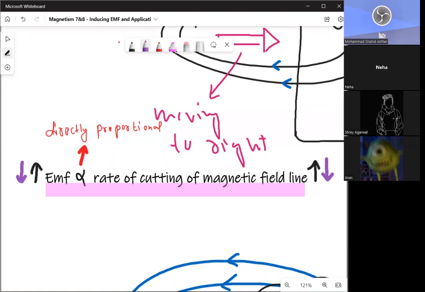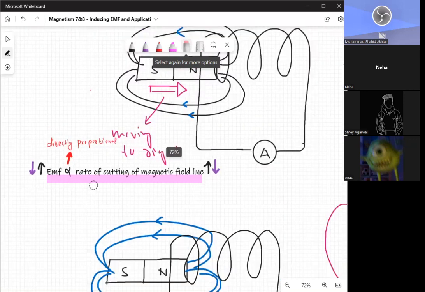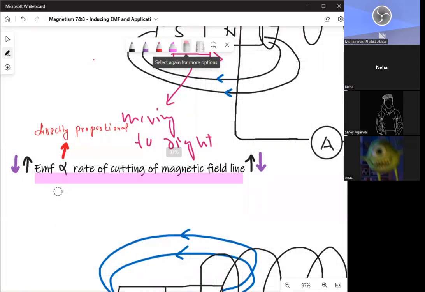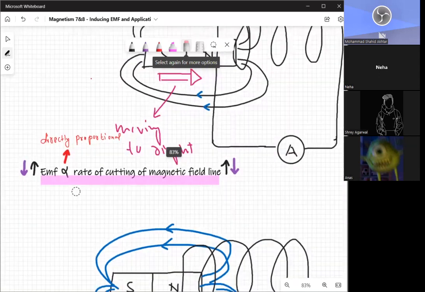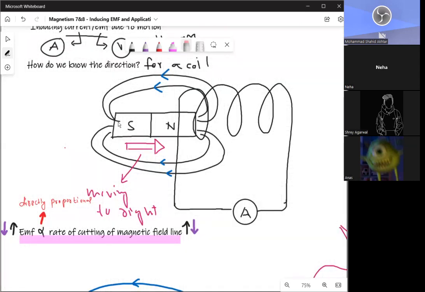Is that clear? If you have two things with the directly proportional sign in the middle, what this means is that if you want to increase the one on the left, you have to increase the one on the right. If you want to decrease the one on the left, you have to decrease the one on the right. Is that clear? Okay. Now what this tells us is how much EMF you'll get, right? That's what it is telling us.